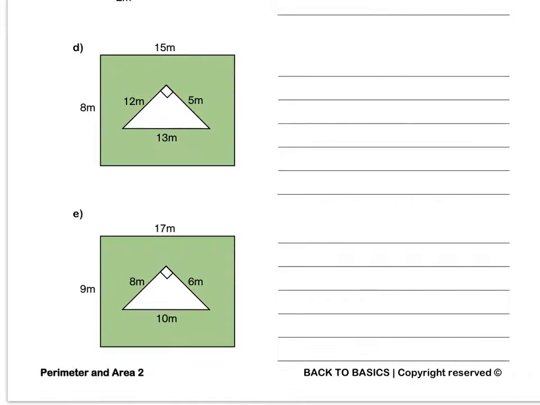Question D. Again, we are working out the area of the shaded bits, which is the green. So we need to work out the area of the whole rectangle and minus the area of the triangle inside. The area of the whole rectangle, I'm going to say area of the rectangle, is equal to 8 times 15, which you can get an answer for by yourself.